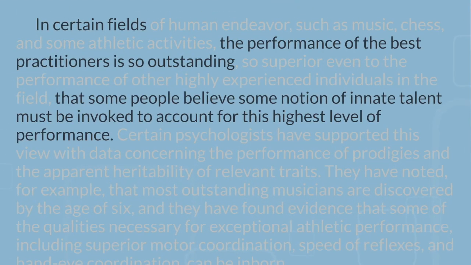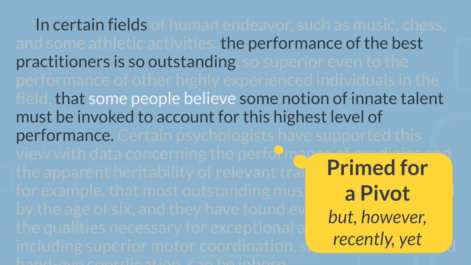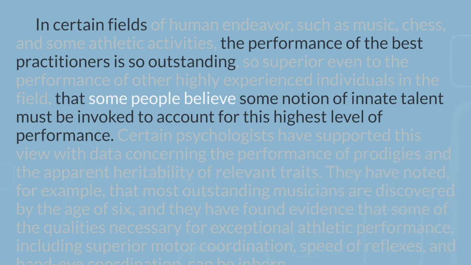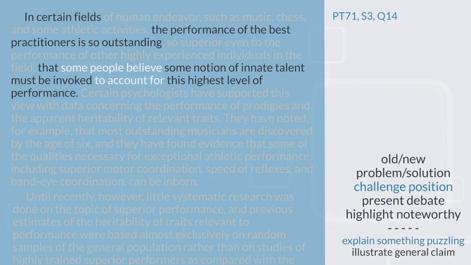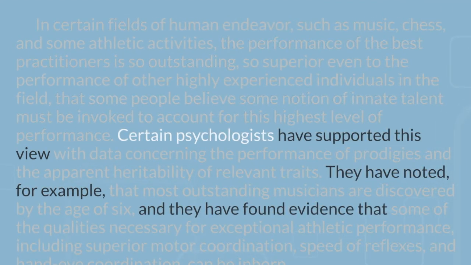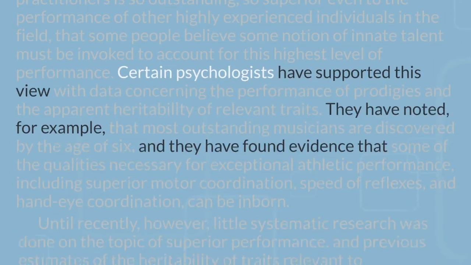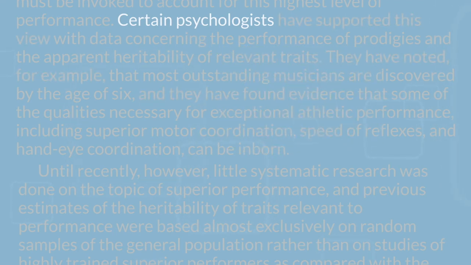How about framework clues? "Some people believe" is a clue that you're normally going to counter it, so challenge a position. And then "accounting for" is like a causal explanation. So I'd be thinking maybe challenge position or explain something puzzling. The next three sentences are all the same point of view, and they're in agreement, so I'm still waiting for a pivot away from this point of view.